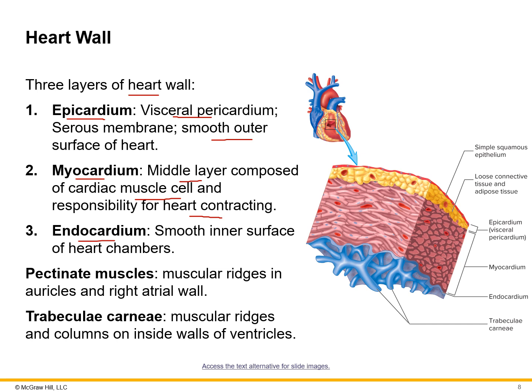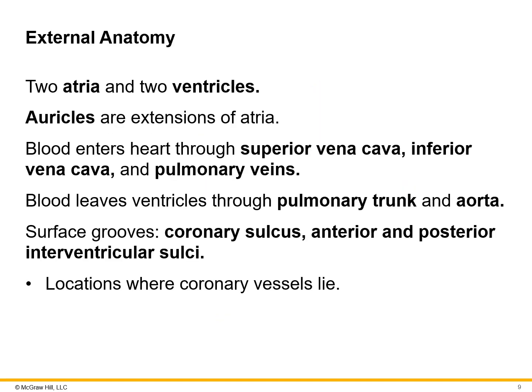And the endocardium, think about inside, is the inner surface that is a smooth surface of the chambers of the heart. We also have the pectinate muscles. These are the muscular ridges and the auricles in the right atrial wall. And then we have the trabeculae carneae. These are muscular ridges and columns on the inside walls of the ventricles. So the right atrial walls and the auricles have the pectinate muscles. Trabeculae carneae are on the inside walls of the ventricles.